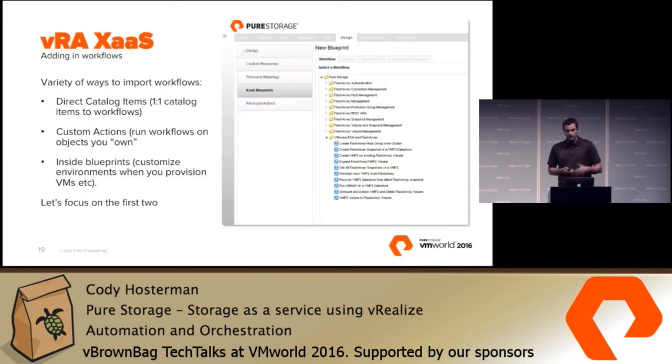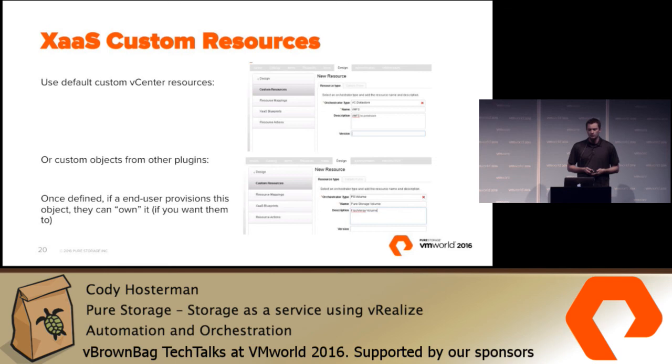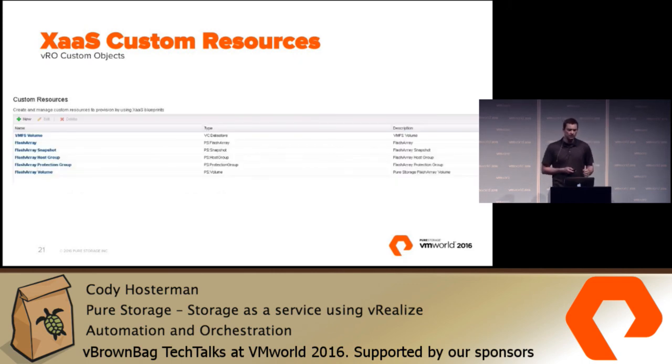And so the last part of this here is moving these workflows into vRealize Automation. You can import them as direct catalog items, custom actions, or even inside of VM blueprints as well. You can define your custom resources. What resource do I want my user to own? Data stores, volumes, snapshots, virtual machines. Once those have been instantiated inside of vRealize Automation, which can be imported directly from vRO, if it's an object in vRO, it can be an object in vRA that they can own.